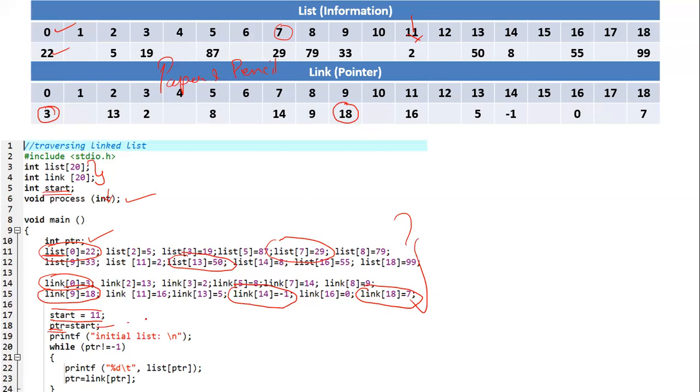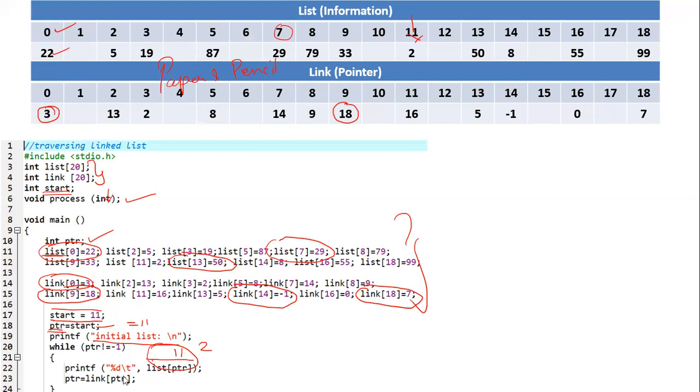Now what is there in PTR? PTR will have the value 11. So what will we do? We'll just say this is the initial list on the screen. Then what do we have to do? We need to take the information on the list of PTR. List of what is there in PTR? That is 11. What is that information? Total information, that is 2. So print this number on the screen.